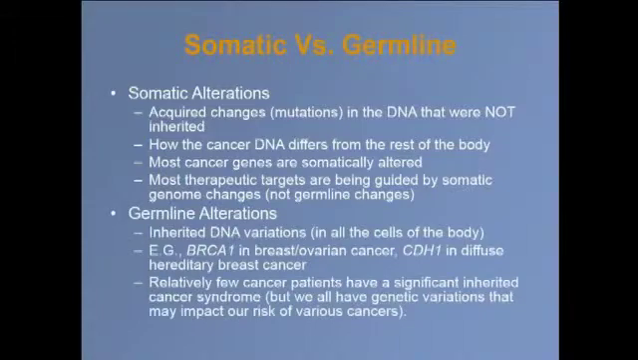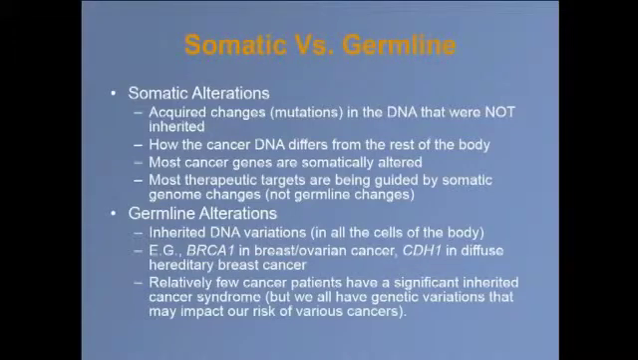Now, this is contrasted with germline or inherited changes. And so these are when people inherit a variation in their genome from their mom or their dad. And in many cases, these are the gene changes that can influence cancer risk. So some of the famous genes people might know about here would be, for example, BRCA1, which is an inherited variation that could impact your risk of breast cancer.